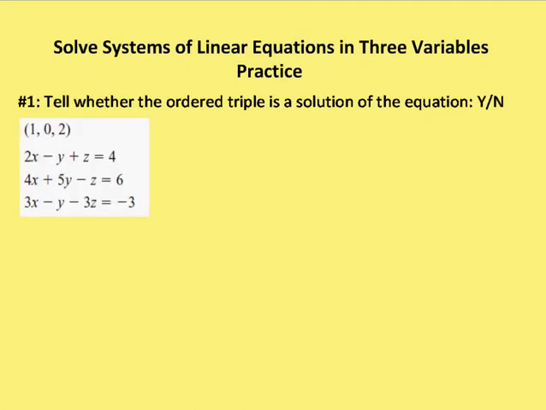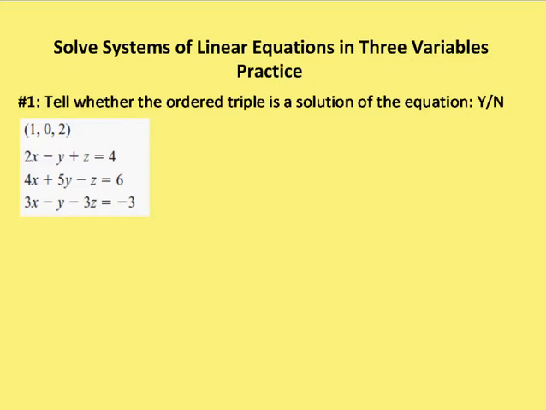So first, we're going to determine whether the given ordered triple (1, 0, 2) is a solution of the system. We're just trying to determine whether or not what we're given is in fact a point of intersection of the three planes described by the three equations. The way we're going to do that is substitute the values in for x, y, and z and determine if it makes the statement true.